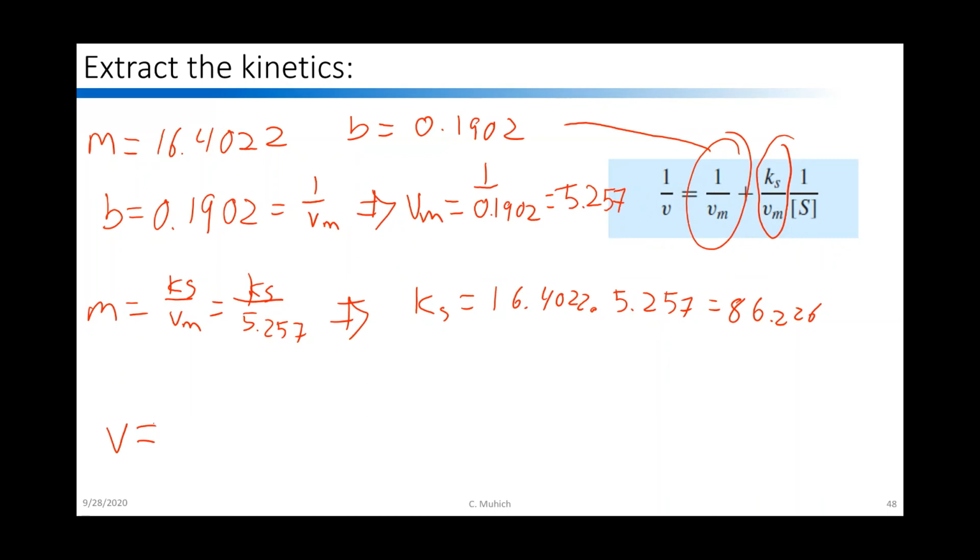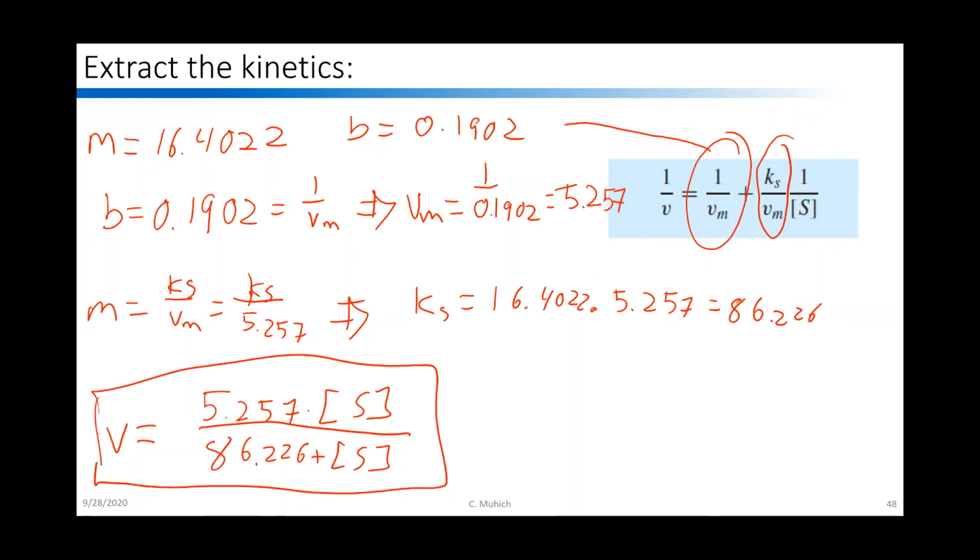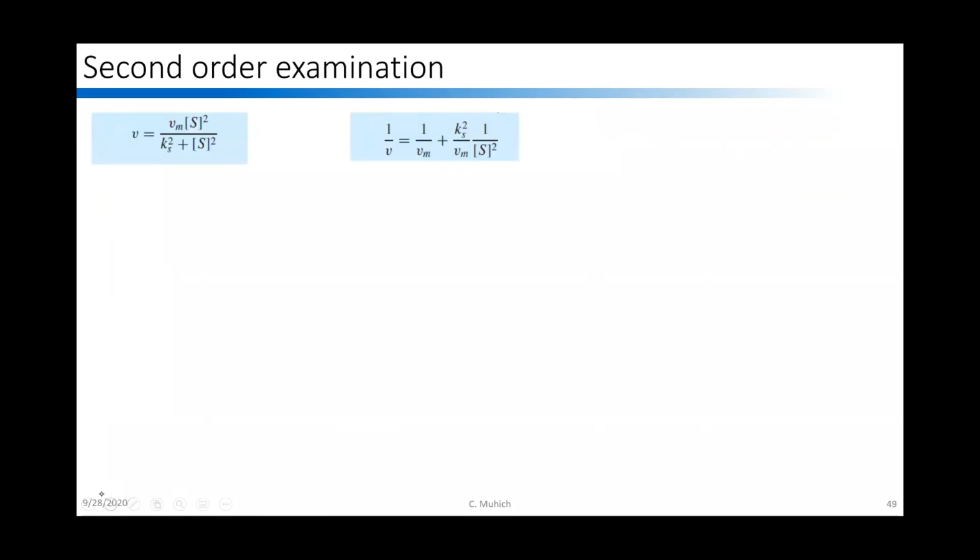We can pull this all together to write out the total equation. V is equal to our Vm, so 5.257 times the concentration of S, all over our Ks, so 86.226 plus the concentration of S. So this is going to be our first order equation for the Michaelis-Menten equation. We can then go ahead to look at the second order, remembering that we have this squared term.